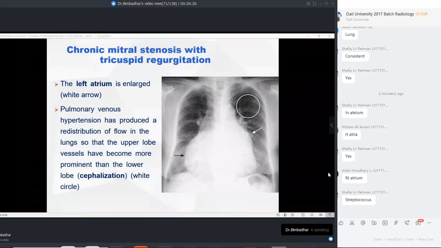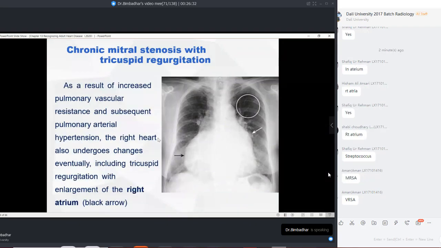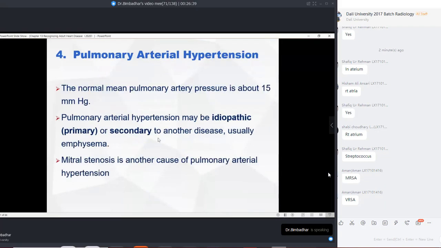Okay, so that's the mechanism here. So let's get into pulmonary arterial hypertension. This is a very interesting disease. Okay, let's not get into those points right now. Pulmonary arterial hypertension.